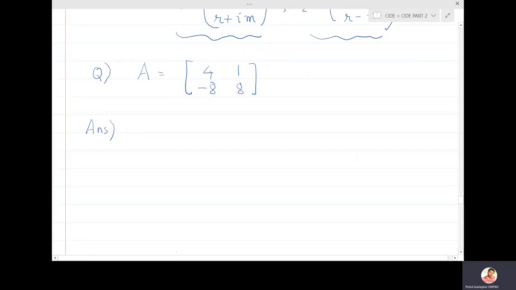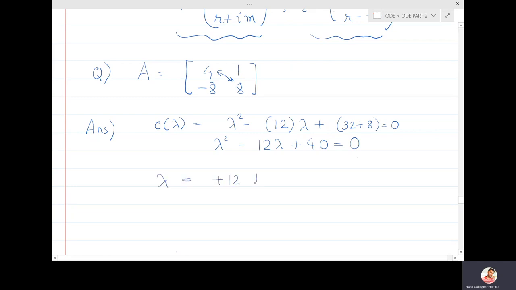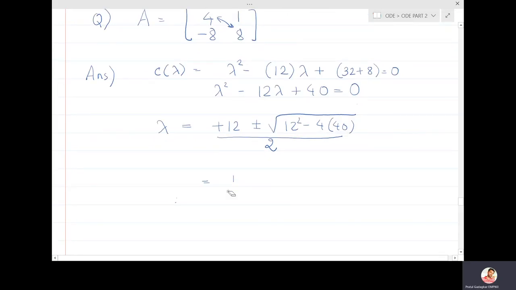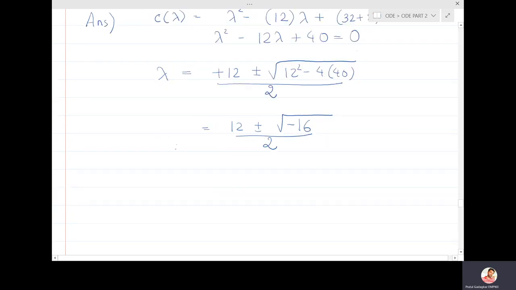So the characteristic polynomial is lambda square minus trace of lambda is 12, and determinant is 32 plus 8, which is 40. So we'll get lambda square minus 12 lambda plus 40 is equal to 0. So when I write the eigenvalues, which is 12 plus or minus square root of b square minus 4 into 40 upon 2, this is 12 plus minus square root of minus 16 divided by 2. And therefore, when I take this 4i and cancel the 2, I will get 6 plus minus 2i as my eigenvalues lambda 1 and lambda 2.